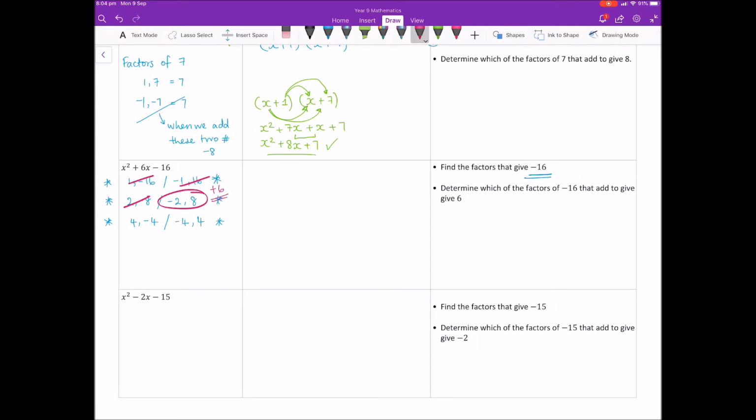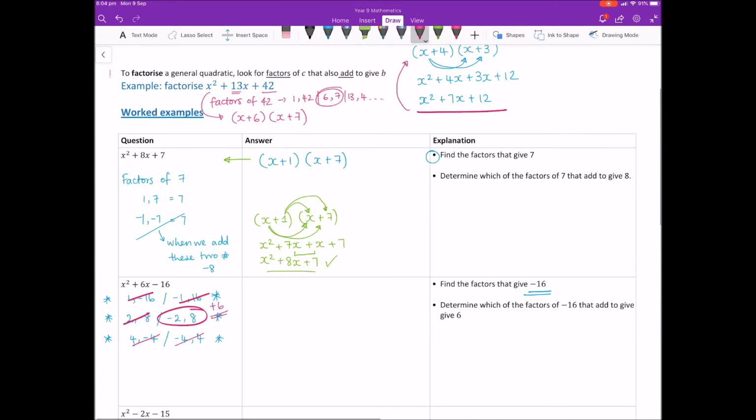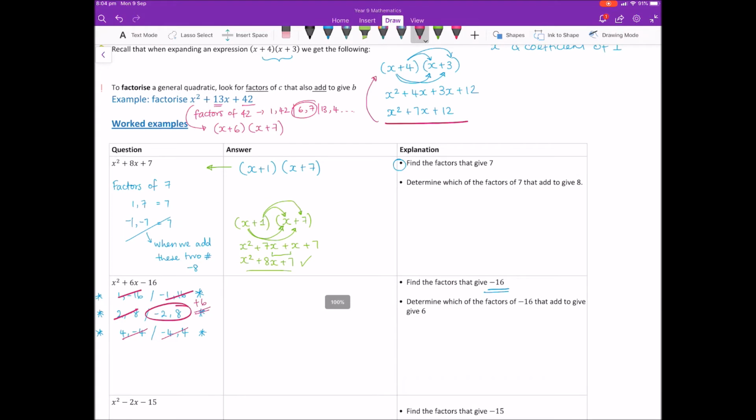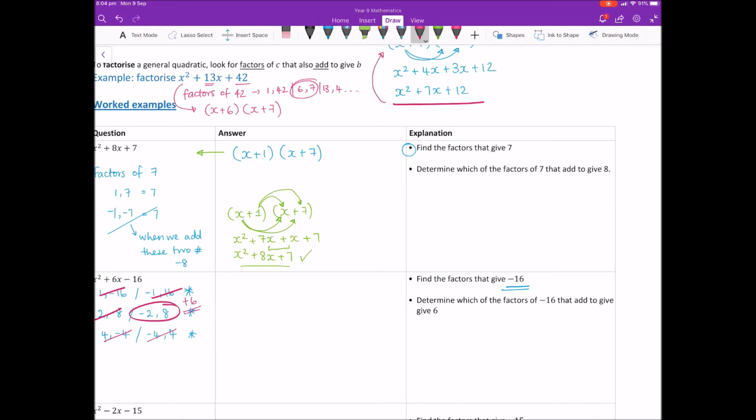So we're looking like we're on the right path, but let's just quickly check our last combination. 4 plus negative 4 or negative 4 plus 4 is going to give us 0, so both of these options are also out. Remember that the general rule said to look for factors that multiply to give us c, which is our constant, and also add to give b. So b in this example is 6, and we found that negative 2 times positive 8 gives us negative 16, but when we add negative 2 to 8, we get positive 6.